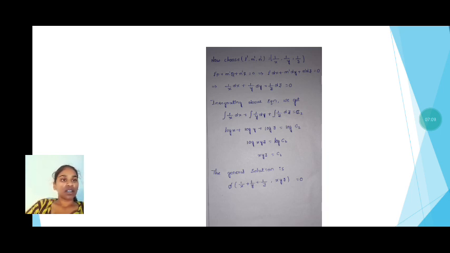Integration of 1/x is log x, integration of 1/y is log y, integration of 1/z is log z. Substituting these, we get log x + log y + log z = log C2. So log(xyz) = log C2, and xyz = C2. The general solution is φ(1/x + 1/y + 1/z, xyz) = 0.